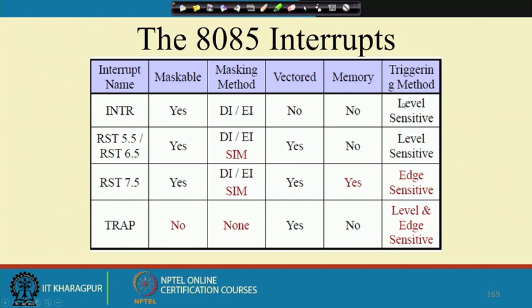Triggering method: INTR is level sensitive, 5.5 and 6.5 are also level sensitive, 7.5 is edge sensitive, and TRAP is both level and edge sensitive. Okay. This way we can have different classifications of the interrupts of 8085 from different angles. If you view them differently, you can come up with different classifications.